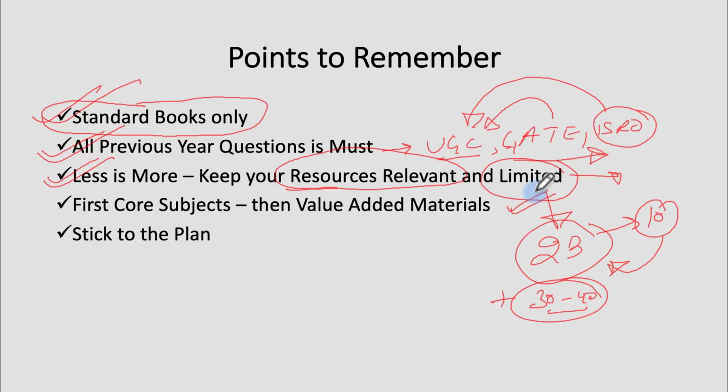Next, first of all, you have to study your core subjects. The core subjects are the subjects present in the GATE examination as well as the ISRO examination, and then you have to study all the value added materials. Value added materials means you can refer to materials from other examinations, for example KVS PGT question papers, questions from various set examinations, state examinations, and so on.